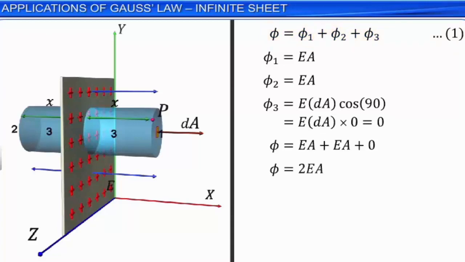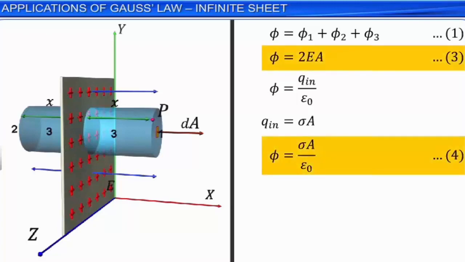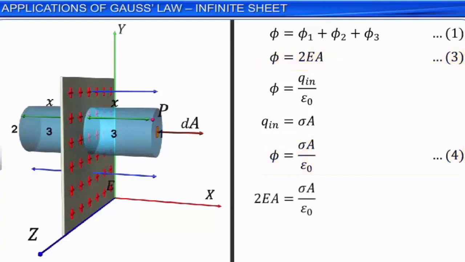According to Gauss law, phi is equal to Q in by epsilon naught. Substituting the value of Q in, we get phi is equal to sigma A by epsilon naught. Let this be equation 4. From the equations 3 and 4, we get 2EA equal to sigma A by epsilon naught. Simplifying this expression, we get E equal to sigma by 2 epsilon naught. Let this be equation 5.